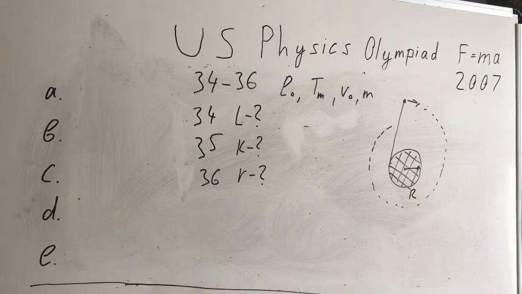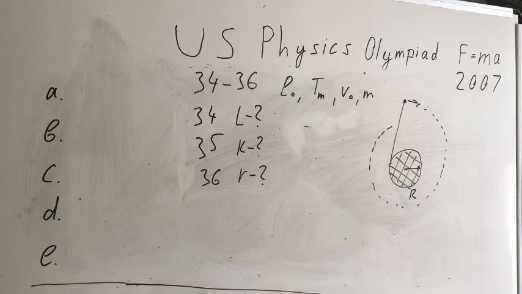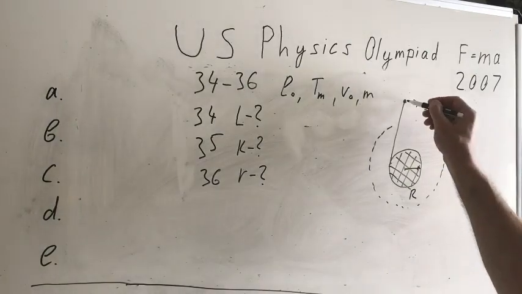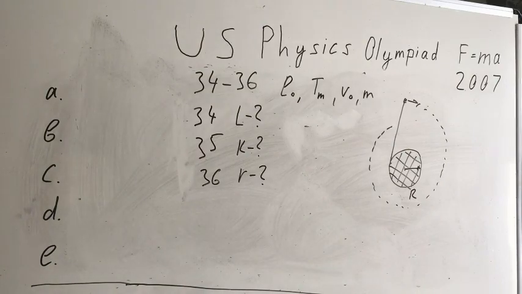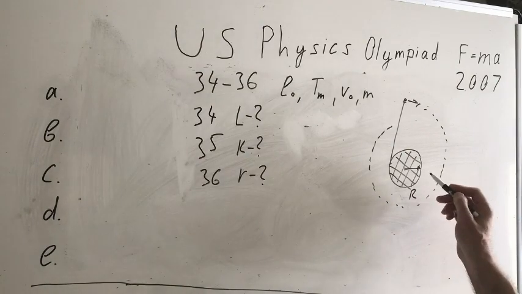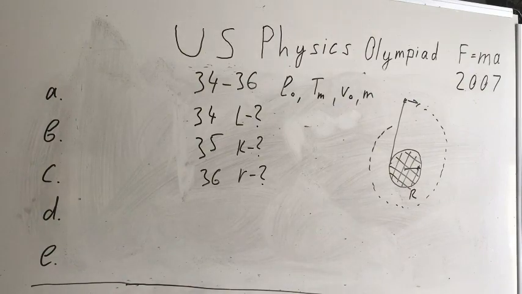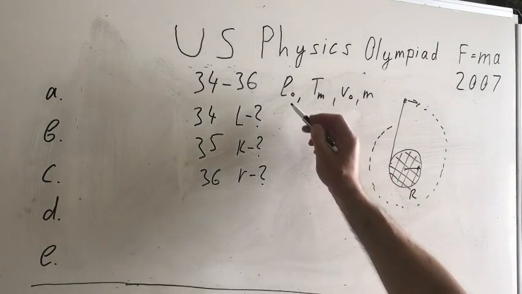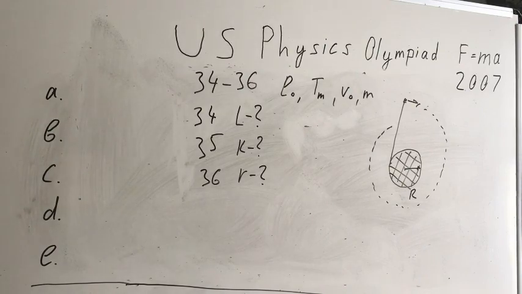Problem numbers 34 till 36. We have a point object of mass m connected to a cylinder of radius r via a massless rope. At time t0 the object is moving with the initial velocity v0 perpendicular to the rope. The rope has length L0 and the rope has a non-zero tension.